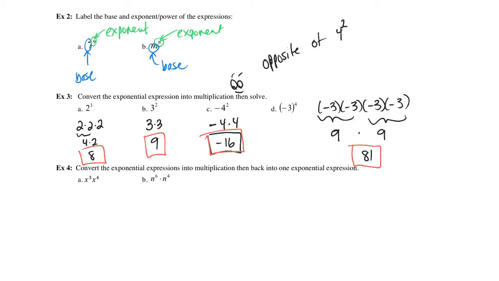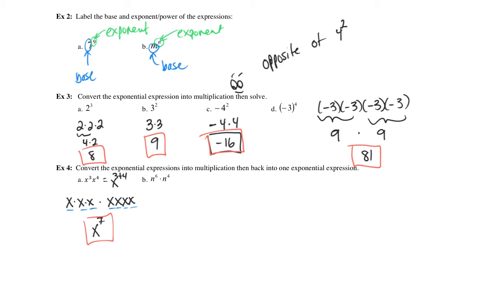And here, what we've got is x cubed, so x times x times x. And then that's times x to the 4th, so times x times x times x. So we've got x times itself 1, 2, 3, 4, 5, 6, 7 times. So that simplifies to x to the 7th. And look what happened if I just added those exponents. 3 plus 4 gives me the correct exponent, x to the 7th.